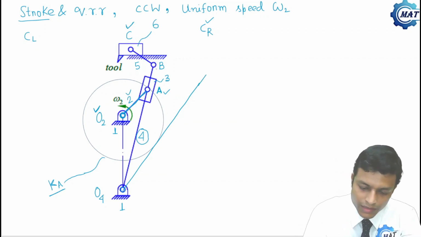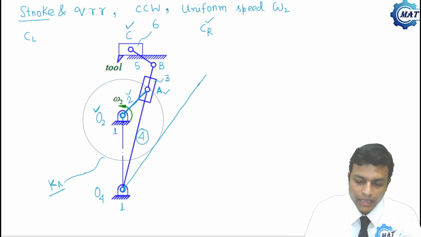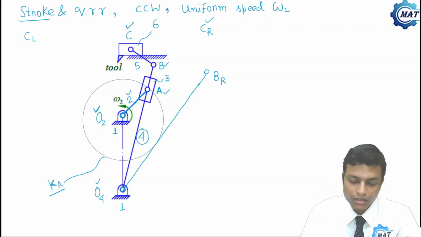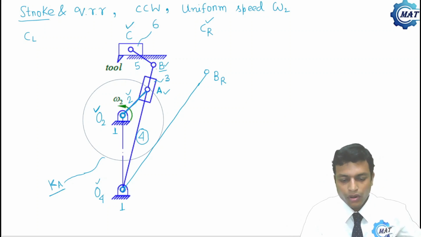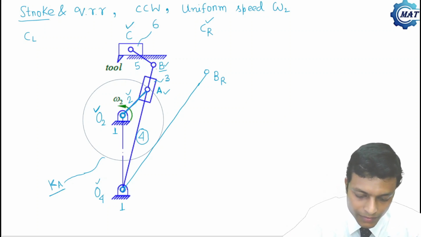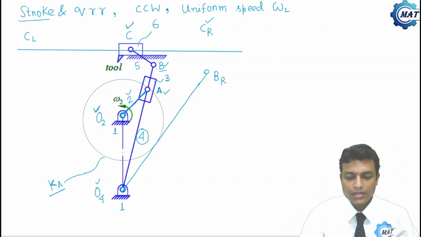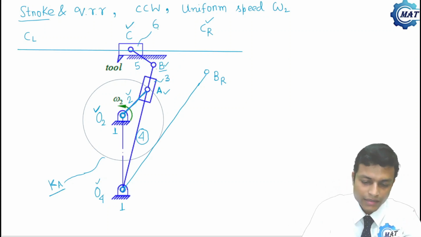So this is tangent to circle K from center O4, and the length of the tangent will be equal to O4B. That is the length of link number 4. And this point denotes BR, that is the extreme right position of point B. Now let me draw the axis of the slider. This is the axis of the slider 6.